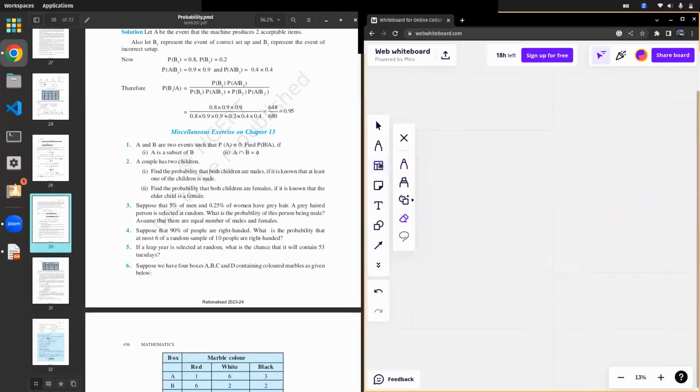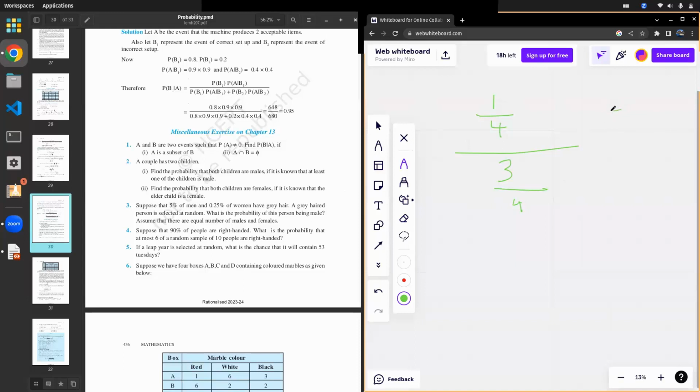So now we will do the second question. A couple has two children. Find the probability that both children are male if it is known that at least one of the children is male. Okay, this is again a conditional probability question. So the probability that both children are male can be written as 1 by 4, and the probability that at least one of them is male can be written as 3 by 4. This can be checked manually by looking at the outcomes.